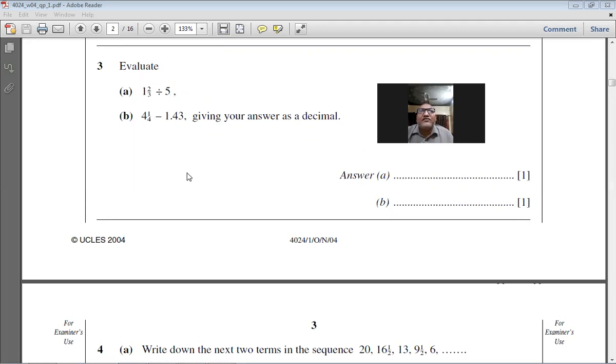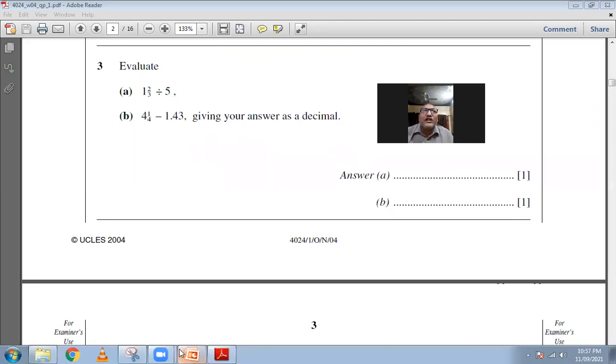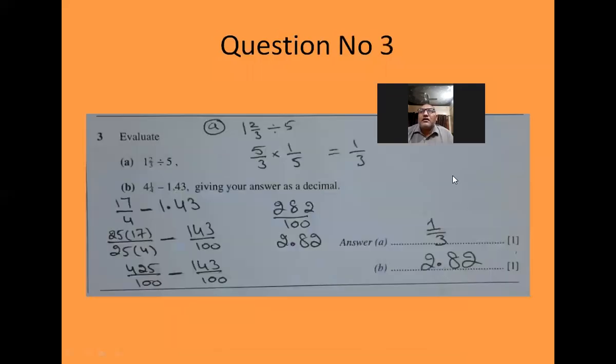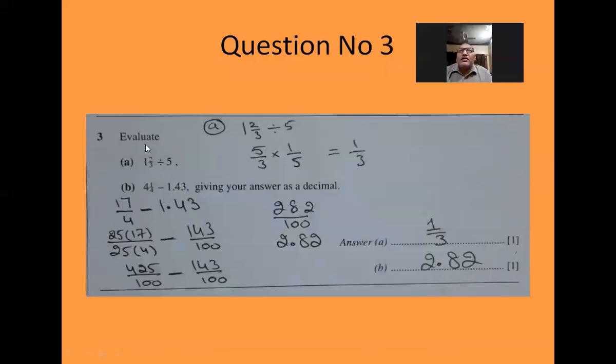Then they say 4 whole 1 by 4 minus 1.43. Give your answer as a decimal. So let me show you my work. Okay. So here we go. 3 ones are 3, 3 plus 2, 5, 5 by 3 multiply 1 by 5, 5 and 5 cancelled. So the answer will be 1 by 3.